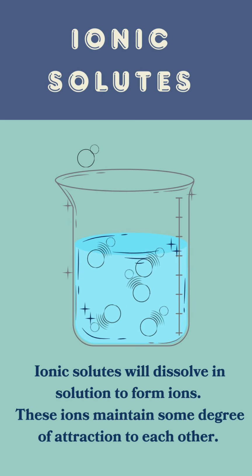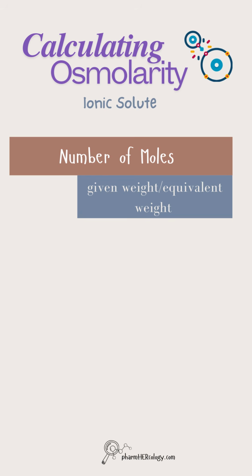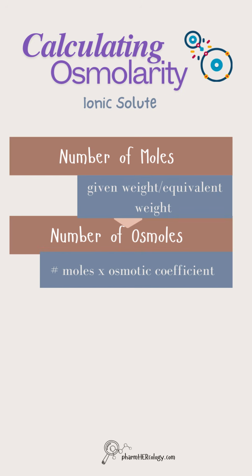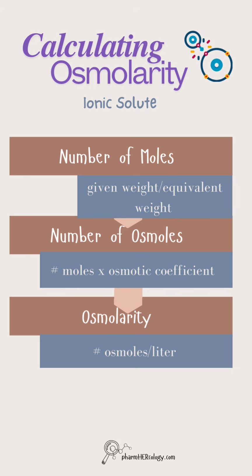non-ionic solution. For ionic solutions, we start out the very same way by calculating the number of moles. The only difference is that conversion to osmoles requires multiplying by an osmotic coefficient, which is some value less than 1. We express the number of osmoles by liter to get the osmolarity.